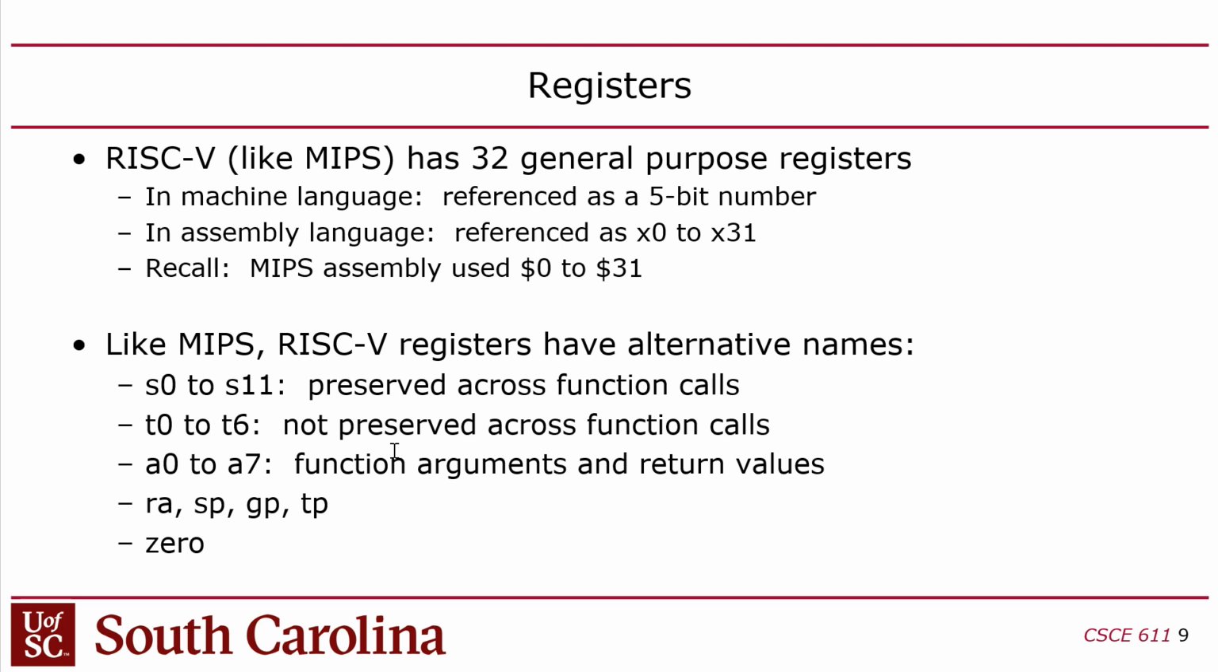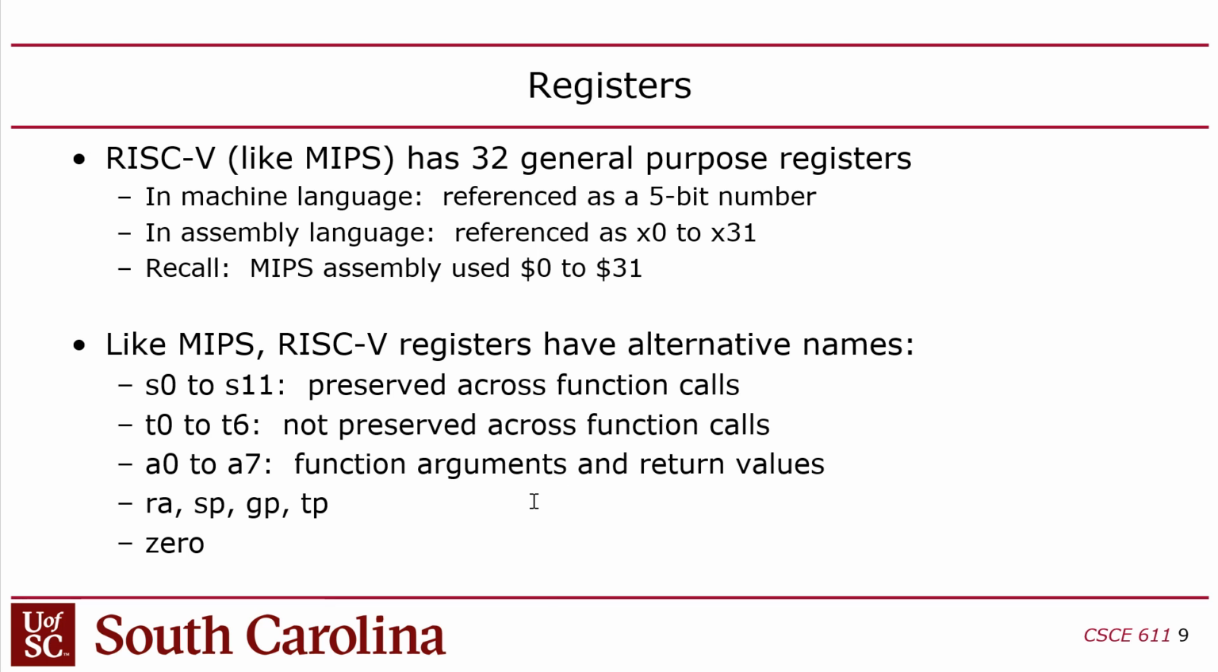The next few slides will compare the MIPS architecture, which you covered in CSCE 212, to the RISC-V architecture that we're using in this course. They're very similar. Both have 32 general purpose registers, with register 0 always containing the value of 0. Even if you write a different value to it, it still will have 0 in it.